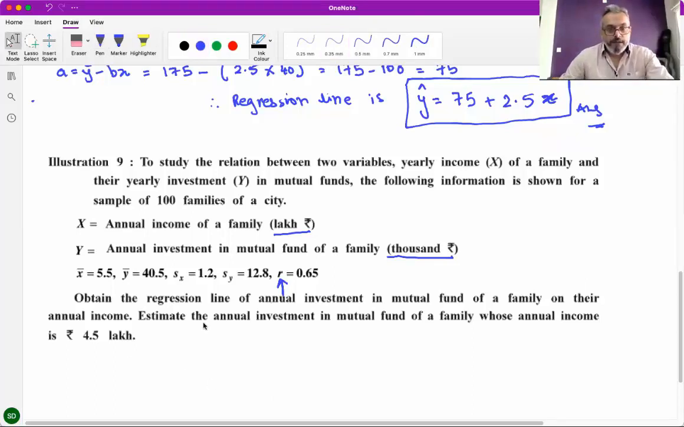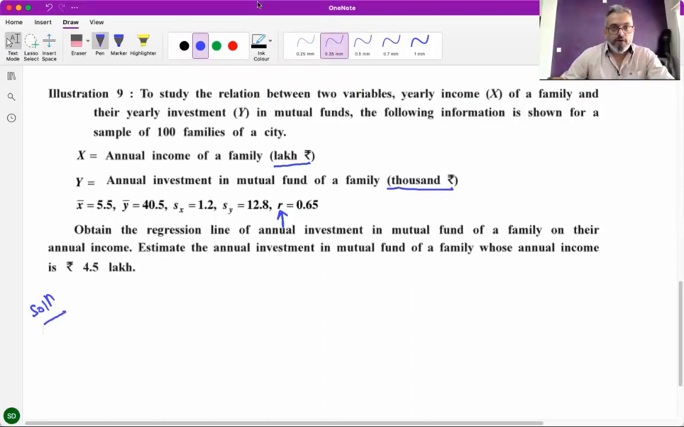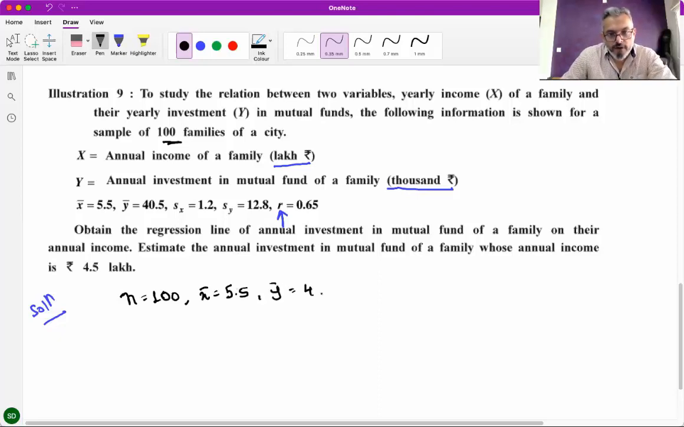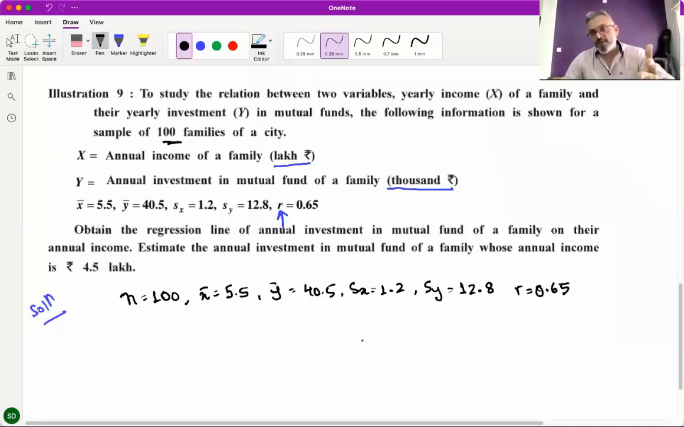Now, let's write what is given or what is known to us. So, first n, sample of 100 families. So over here n is equal to 100, x bar is 5.5, y bar is equal to 40.5, s of x is 1.2, s of y is 12.8 and r is equal to 0.65. Correlation is already given and it is positive, but it is obvious that if income is more, investment will be more. It cannot be the reverse, that income is more and investment is less.